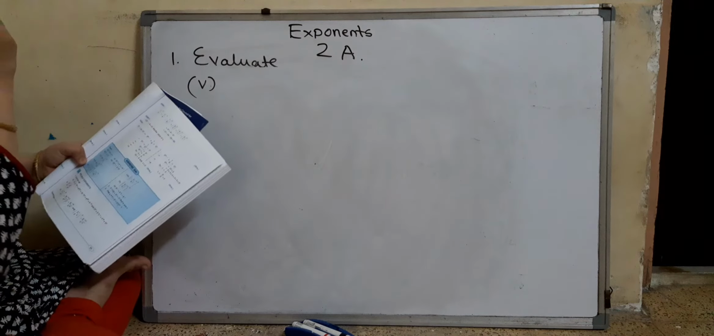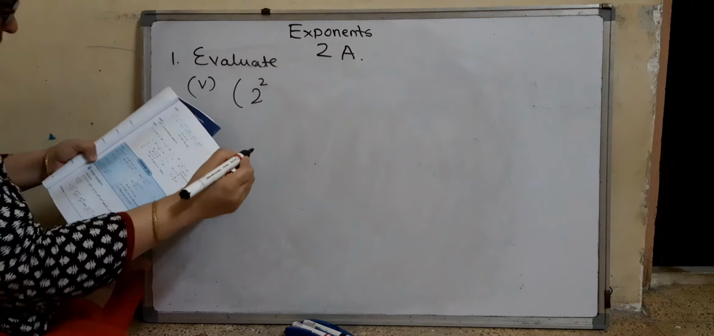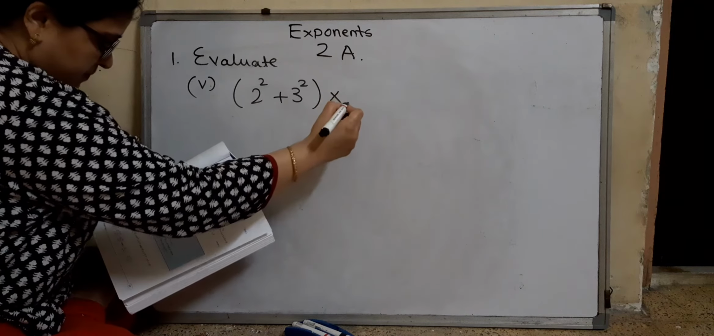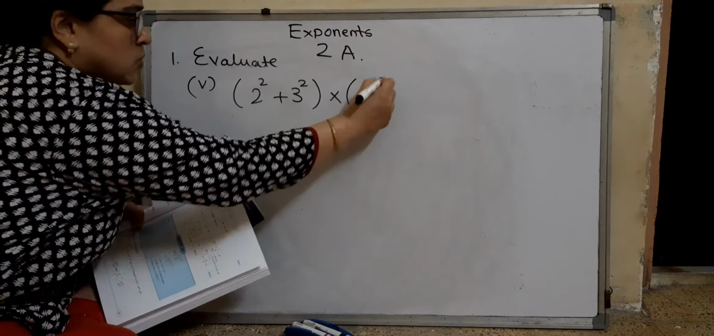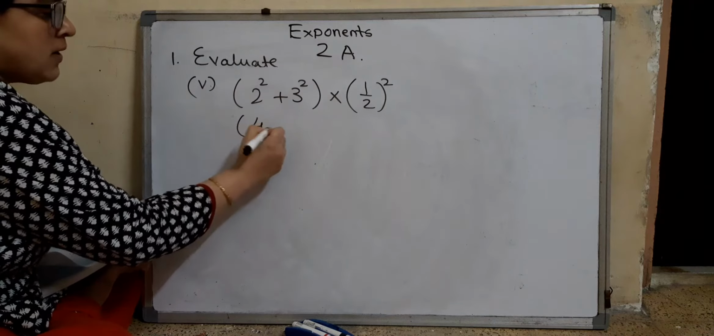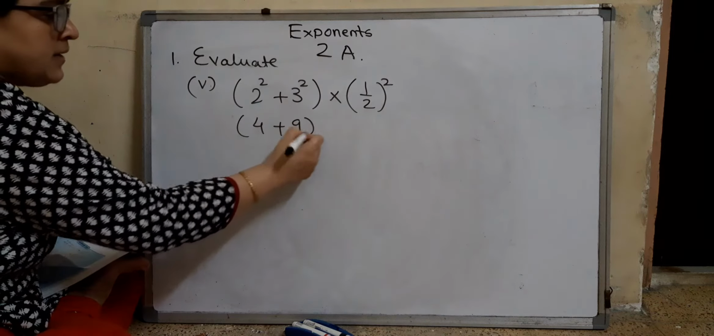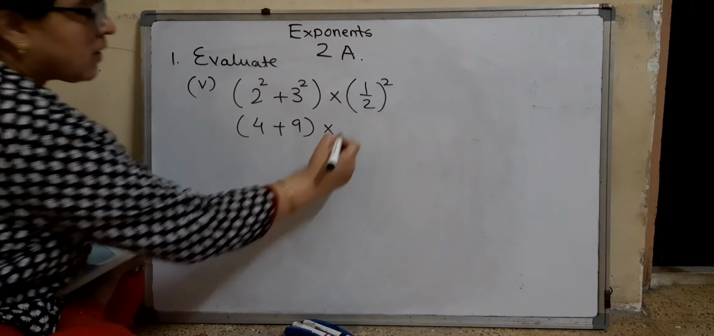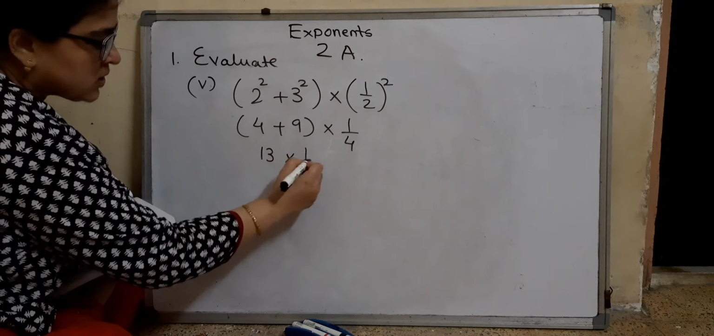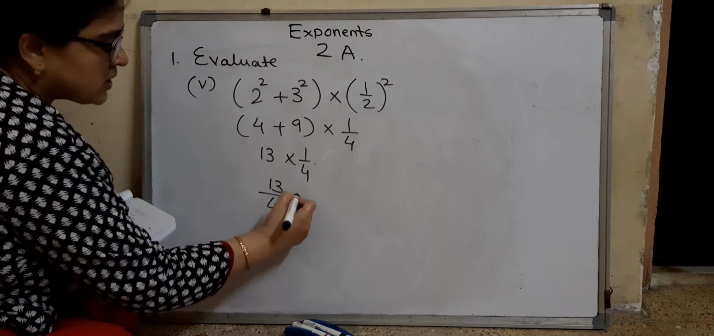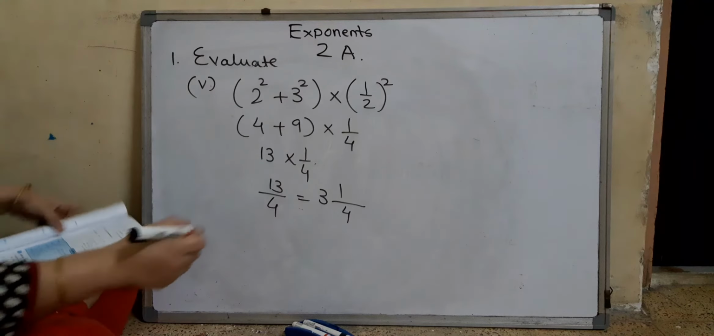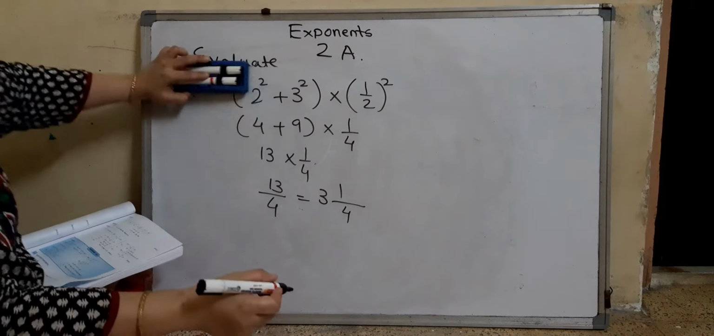2 raised to 2 plus 3 raised to 2 multiplied by 1 upon 2 raised to 2. Now, what is 2 raised to 2? 4. And 3 raised to 2, 3 threes are 9. Multiplication 1 upon 2 raised to 2, 1 upon 4. 4 plus 9, 13, into 1 upon 4. So 13 upon 4, it is an improper fraction. So 4 threes are 12, 1. So 3 1 upon 4 is the answer. Fifth sum complete.